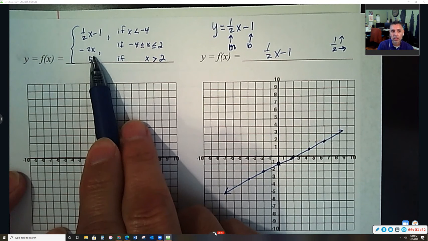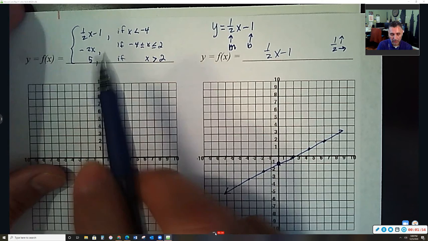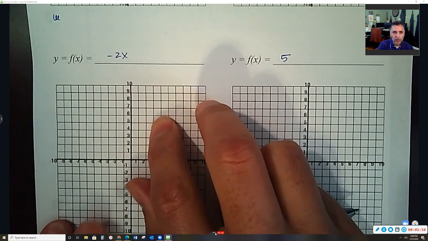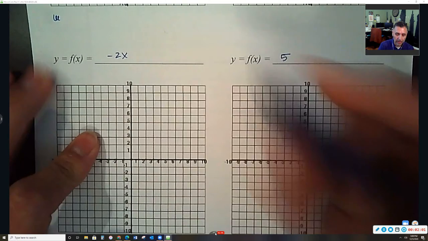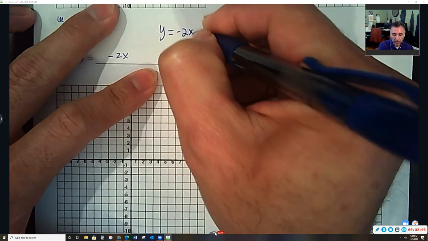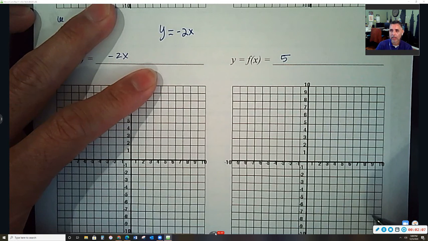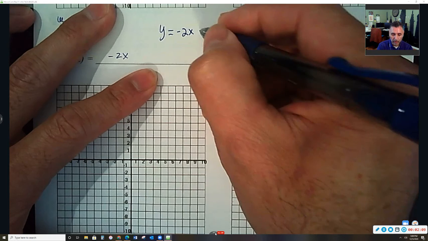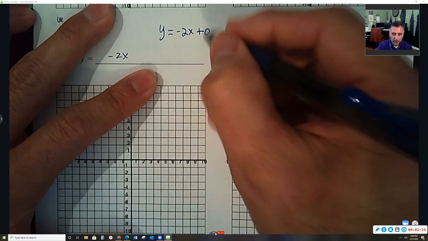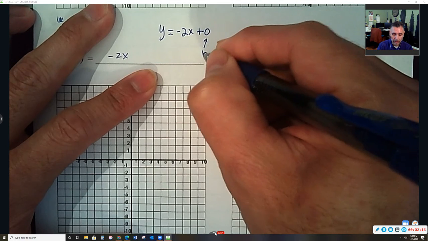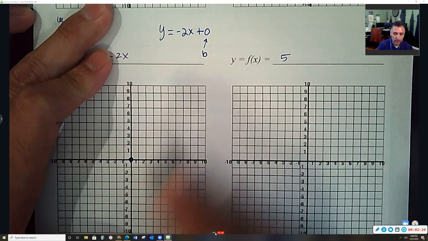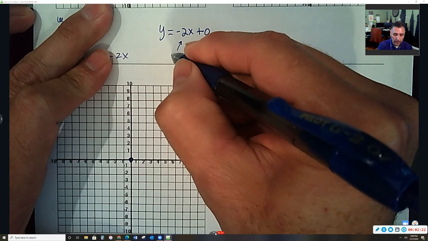The next function is -2x. So again, I'm going to graph it down here. If you look at -2x, think of it just as y equals -2 times x. That one is also in slope-intercept form. Think of that as just plus 0. So this guy is the y-intercept, and that crosses at 0, so I put a point at 0. And then that is the slope.